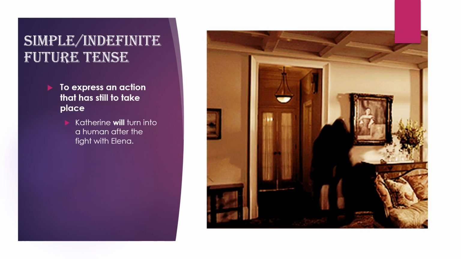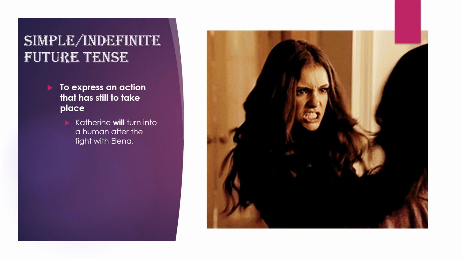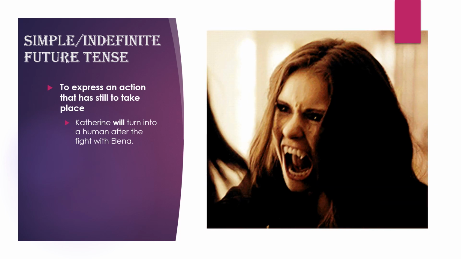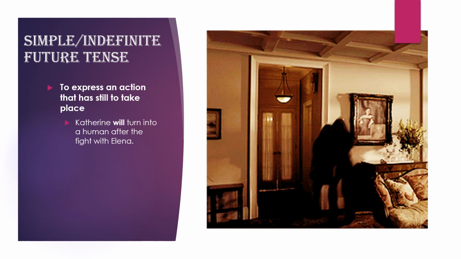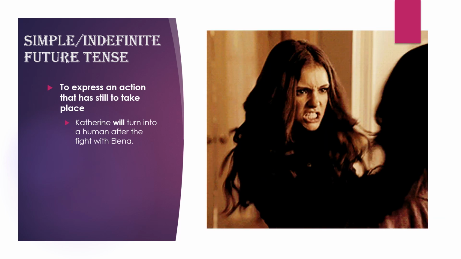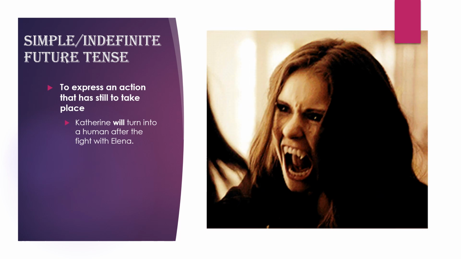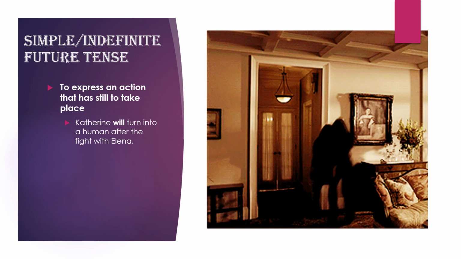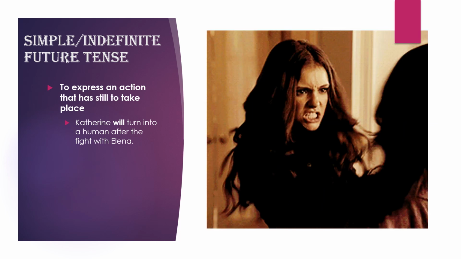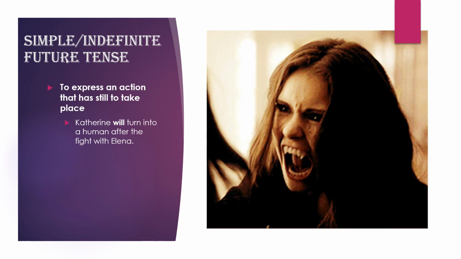So there are two females that we are talking about. One is Catherine, the other is Elena. They'll be involved in a fight, and after that fight, Catherine, one of the ladies that we're talking about, will turn into a human, which suggests that both are vampires. But after a fight, something would happen which would transform Catherine into a human. So it is an action that is still to take place, that has to take place in the future. For such cases, we'll be using simple future tense.